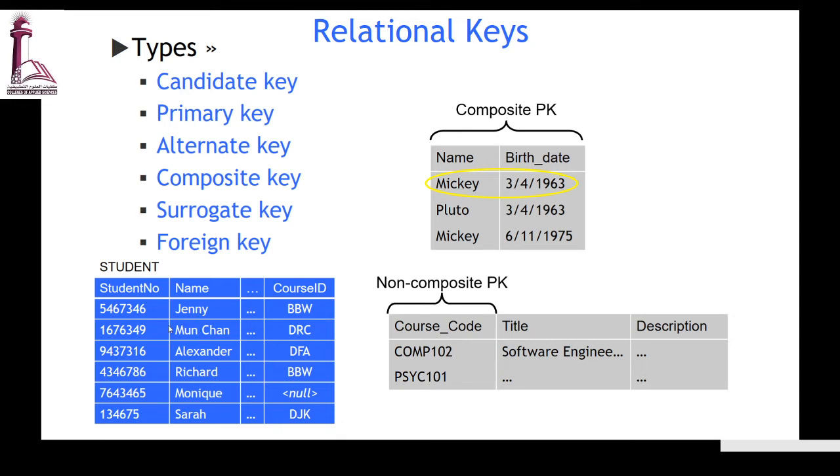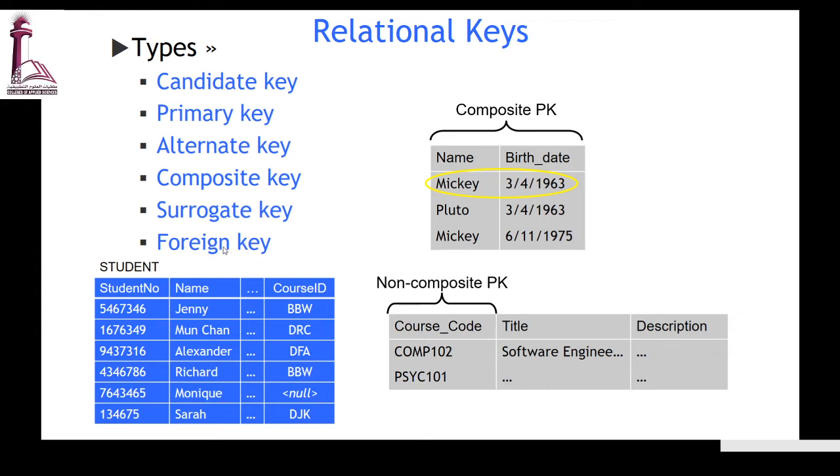So a table can have more than one candidate key. Among those candidate keys, one can be selected as a primary key, and the candidate keys which are not selected as a primary key are called alternate keys.